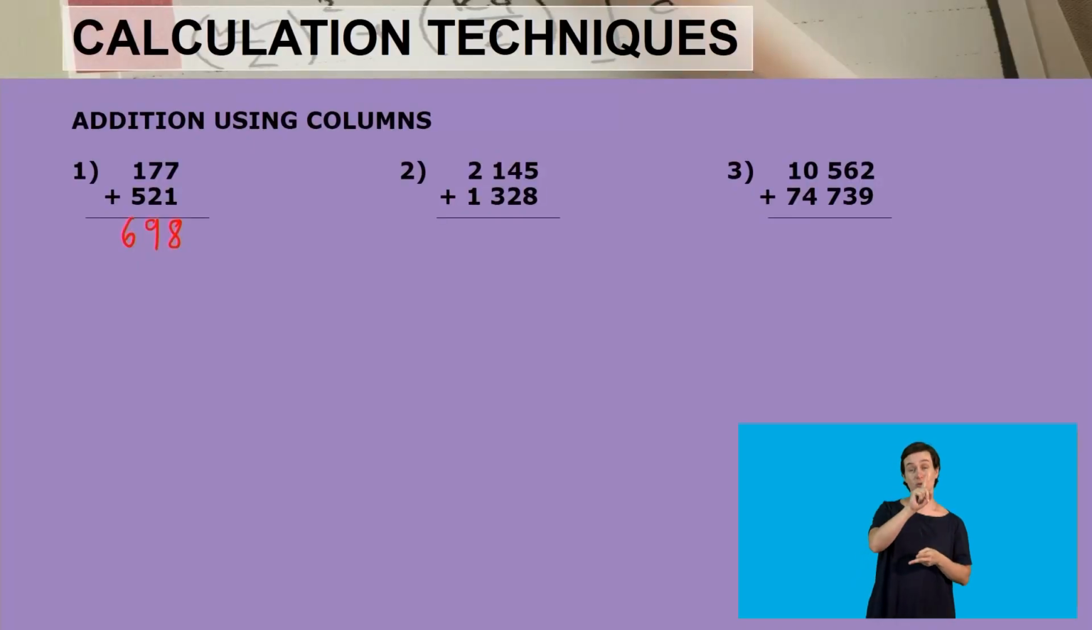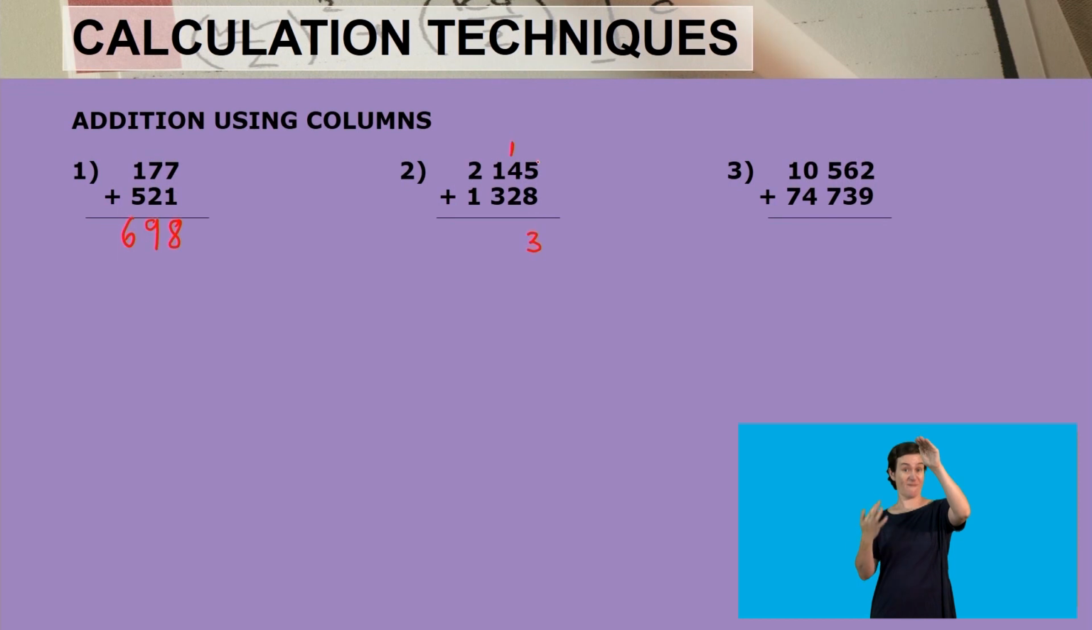Let's move on to the next one. The next one there is 2,145 plus 1,328. Again, we start with the ones. So we have 5 ones plus 8 ones. So our answer there is 13. Now 13 is made up of 1 ten and 3 ones. So remember, we need to write the values in their place values. So for 13, that is 3 ones. But because we have 1 ten, I am going to write it in the tens column, and then I'm going to add it later with the tens.